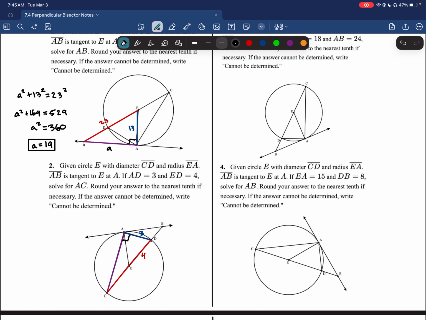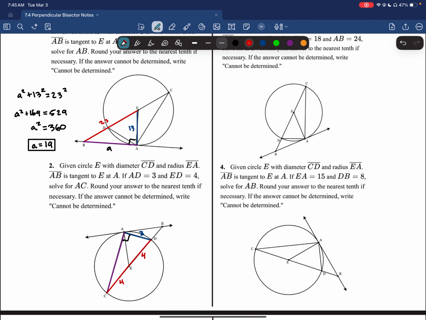Well, E to D goes from the center to a point on my circle. So that is a radius. So I know that the radius is 4. Well, E to C is also a radius, right? So this is another 4. And if I add those together, I get 8. That's the total side length. That is my diameter, right? It also says here, that's the diameter. So now I have this side length and this side length.